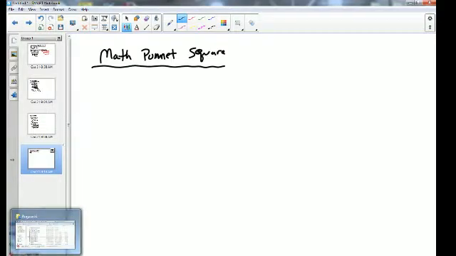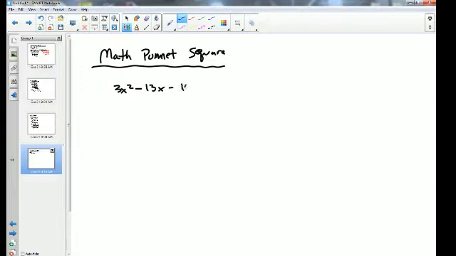Okay, so let's take the same one from before so we can kind of compare the two methods. It's very similar. Okay. Very similar. We're going to use A and C again.